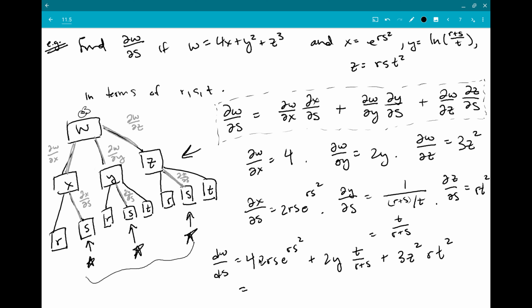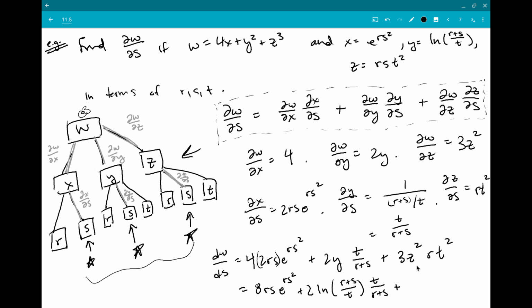So my 4 times 2rs is fine. I'm going to go ahead and just simplify that while I'm here. And then my 2y, y is in that middle row, so I have to replace it with something that depends only on r, s, and t. So that's this equation right here. And then just keep everything else the same in that term.